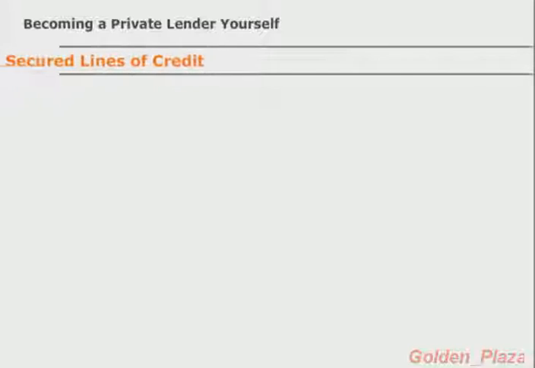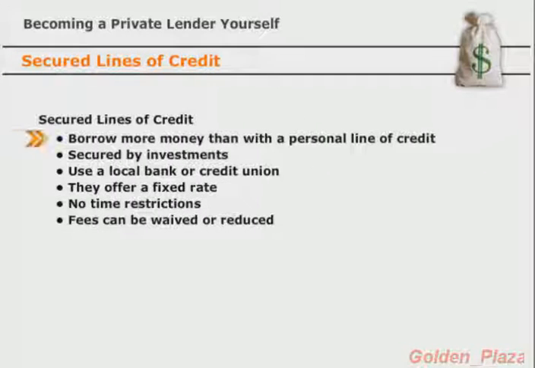Some banks offer secured lines of credit, which allow you to borrow more money than with a personal line of credit because they are secured with a savings account, CD, or investments. We recommend obtaining lines of credit from a local bank or credit union because they will most likely offer a fixed rate and no time restrictions on using the money. Sometimes they may waive or reduce fees for accessing your funds.